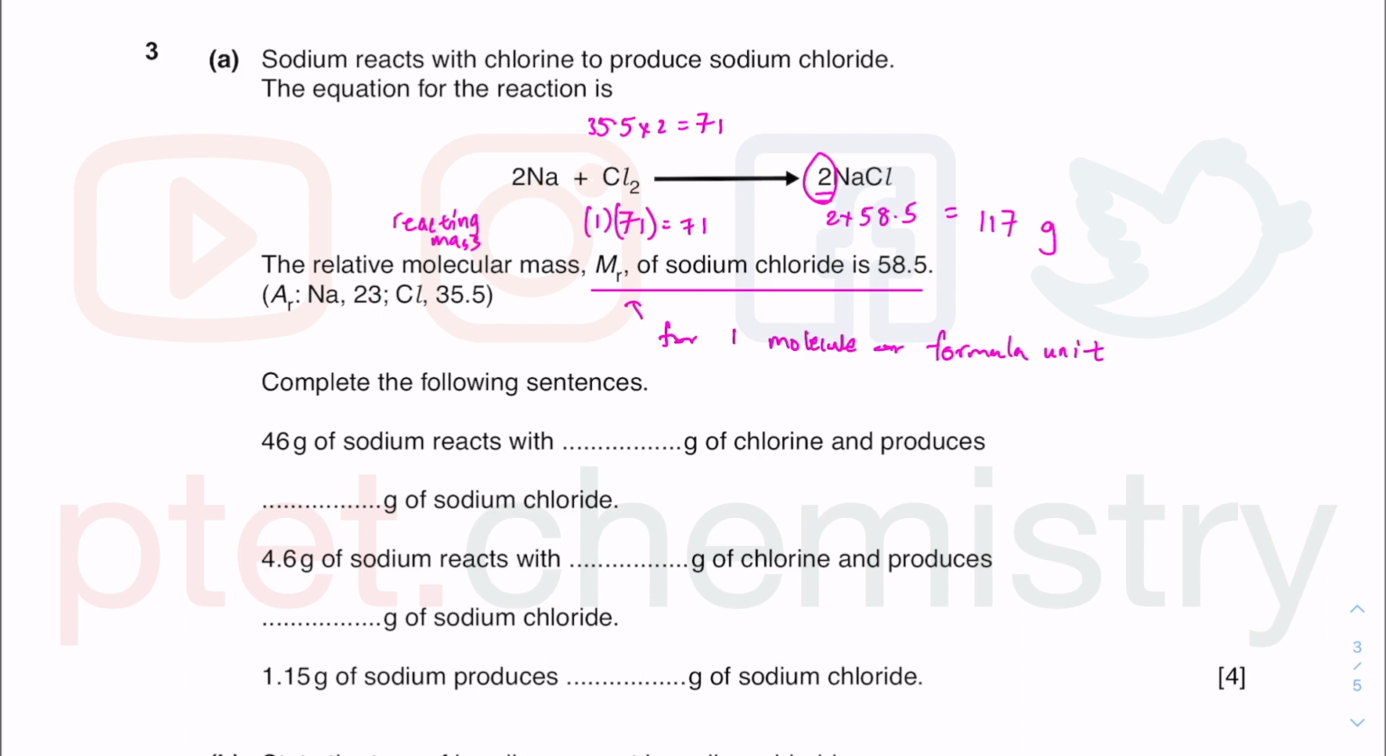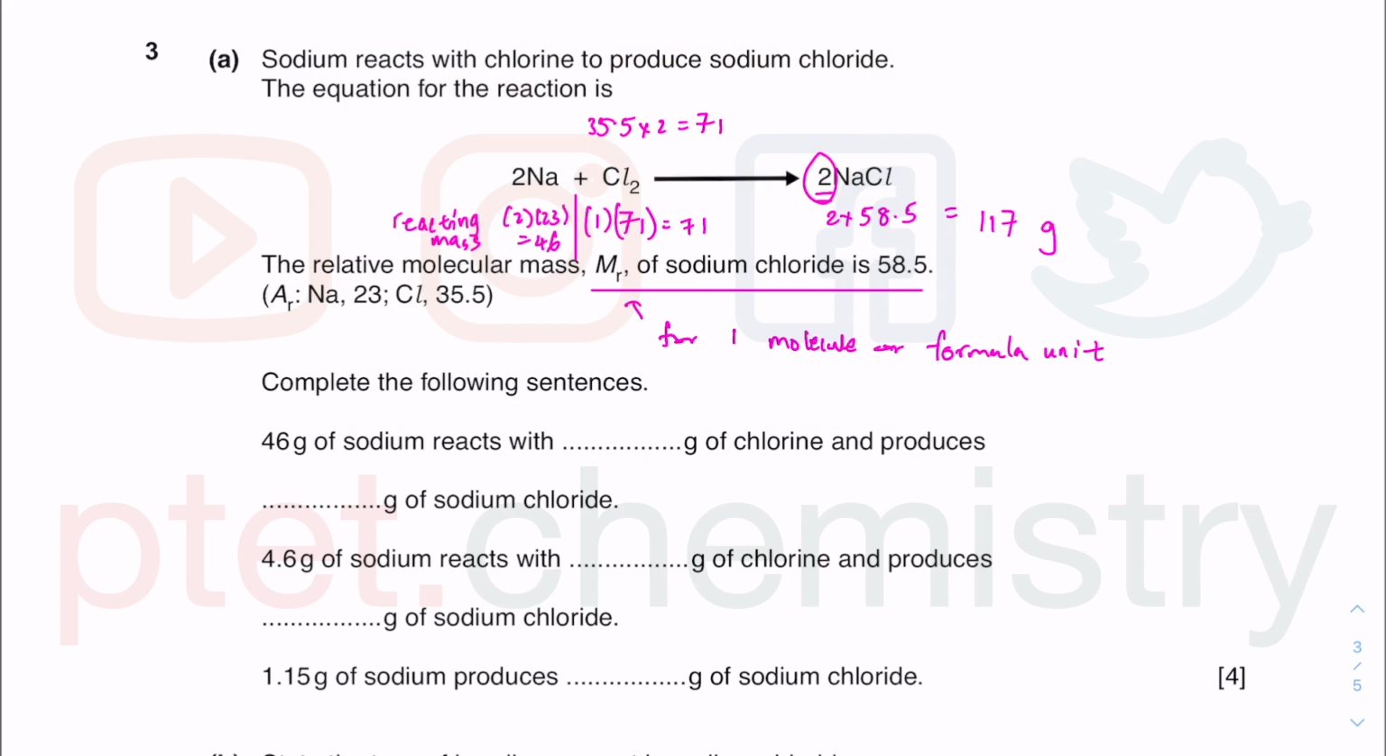Sodium, each sodium is 23, but I've got 2 of it. So 2 times 23 will give me 46. So altogether, you've got 46 gram plus 71 gram, which gives a total of 117, which is actually the result of 2 of this NaCl. That's why I have to do 2 times the Mr to give me the idea of conservation of mass. Everything from the left will give me everything on the right.